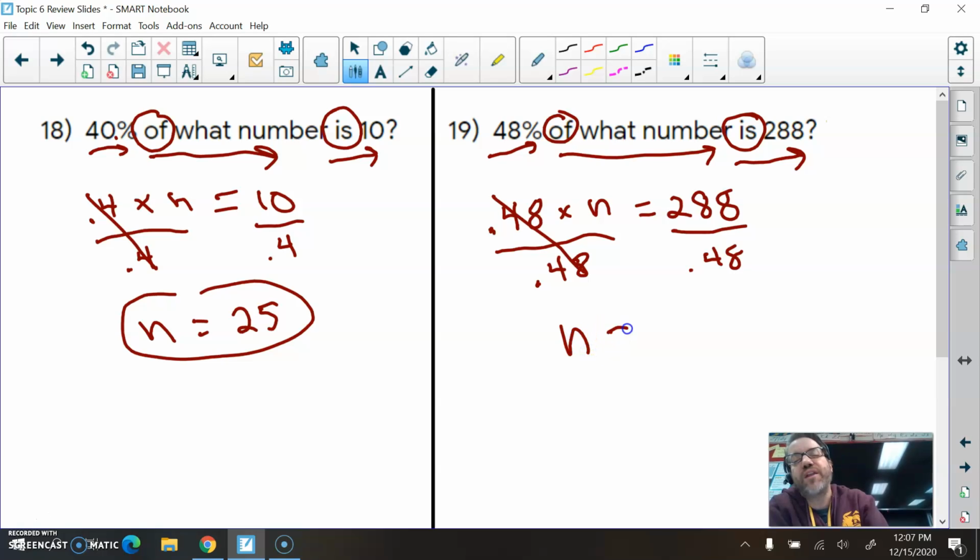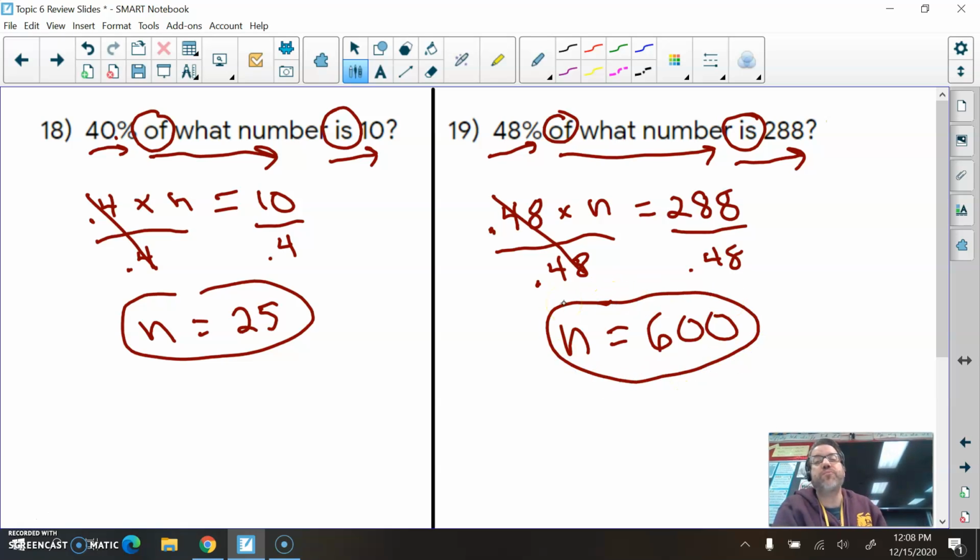So that cancels out, and now n equals 288 divided by 0.48. And when you divide that, you can use a calculator to do that. I'm betting it's going to be 600. Just a hunch. Let me check that on my calculator. 288 divided by 0.48 equals 600. So our number is 600.